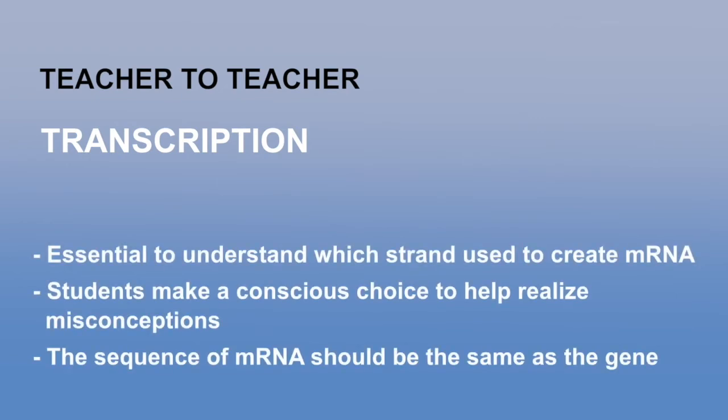In transcription, it is essential for students to know which of the two DNA strands will be used to create messenger RNA. Numerous vocabulary words and diagrams can confuse students. Working with the hands-on models provides clarity. Student teams make a choice to base pair the first three RNA nucleotides with either the top or bottom DNA strand. Students benefit from making this conscious choice about mRNA and base pairing. Lead a discussion about which choice is correct. This activity will help students realize their misconceptions. The key point to repeat to your students is, the sequence of mRNA should be the same as the gene.